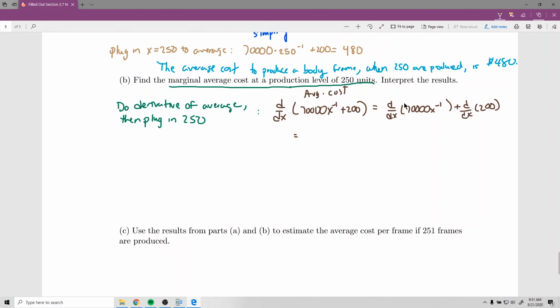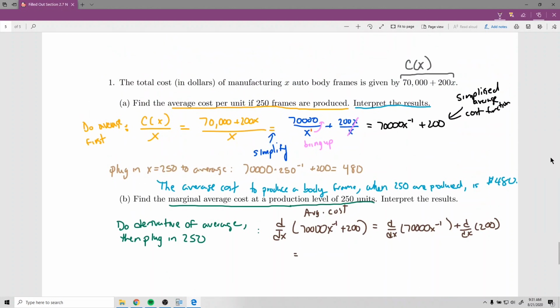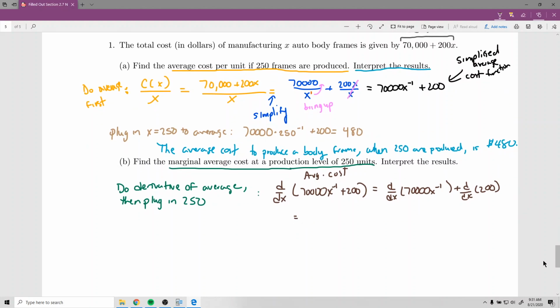Now leave that in range for a second. Now we do the derivative of each part. The 70,000, we know it's going to come out front, so it'll stay around. Then the derivative of x to the -1, we have -1, bring the power down, x, subtract 1 from the power is -2, plus the derivative of 200, which is 0.